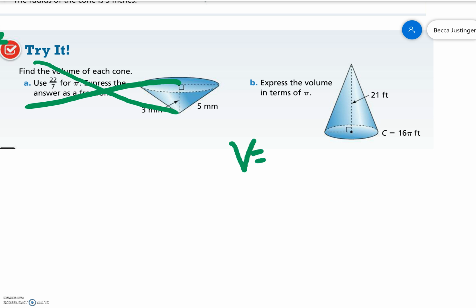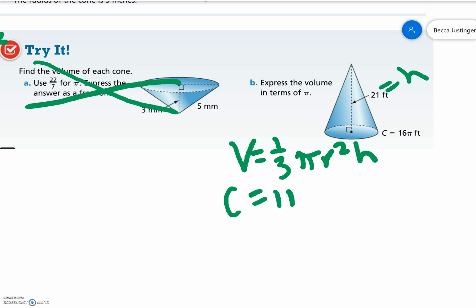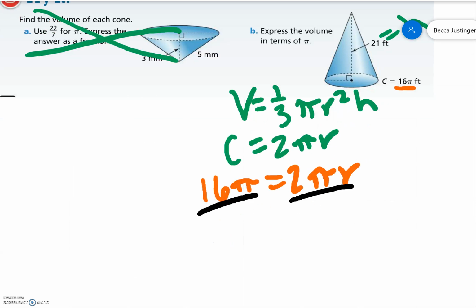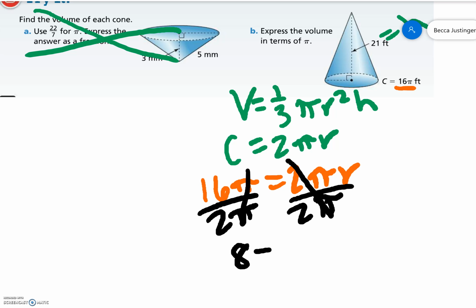So our formula of volume equals 1/3 pi r squared h. I need radius, but I don't have radius. I just have the height and the circumference. But remember, circumference equals 2 pi r. So if I know C is 16 pi, instead of C I can substitute 16 pi equals 2 pi r. I want to solve for r, so I divide both sides by 2 pi. The pi's cancel out. 16 divided by 2 equals 8. So the radius is 8.